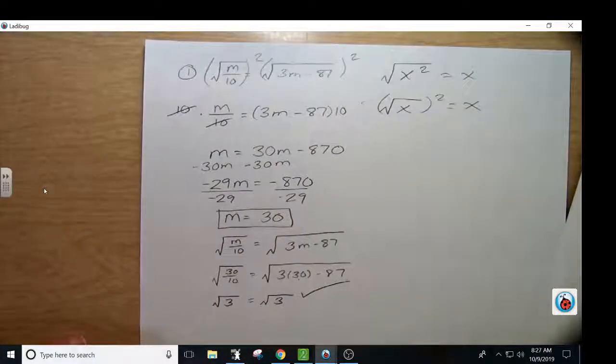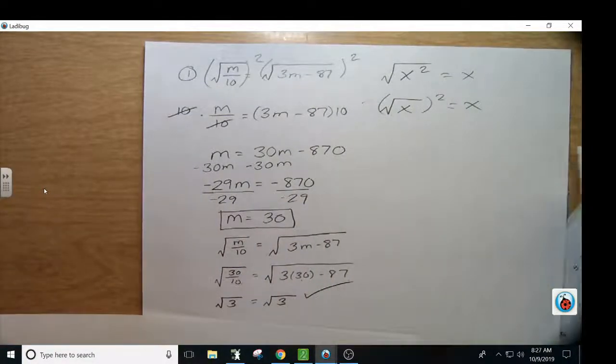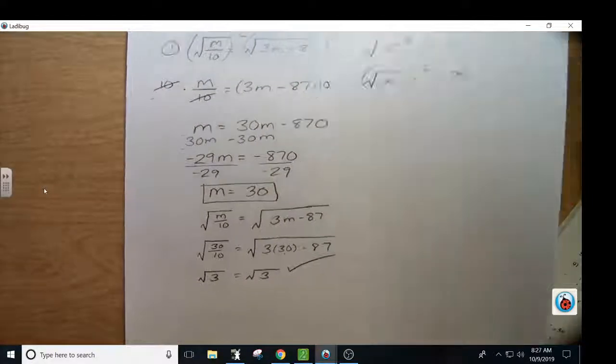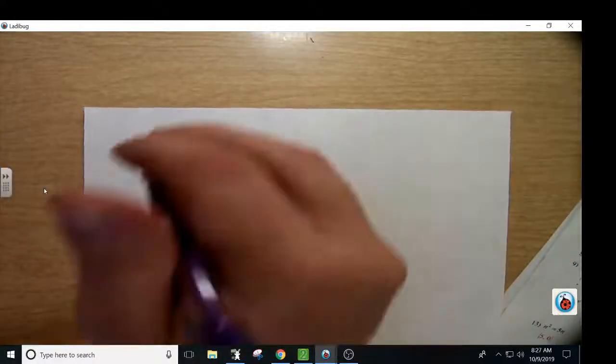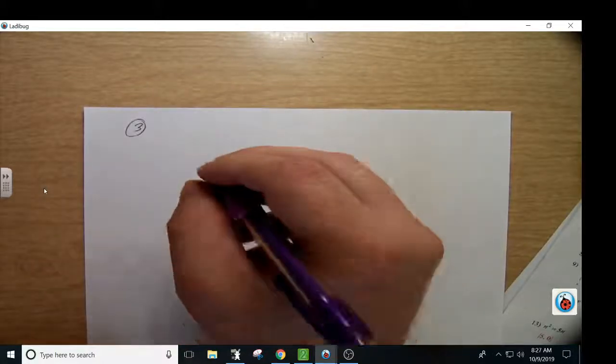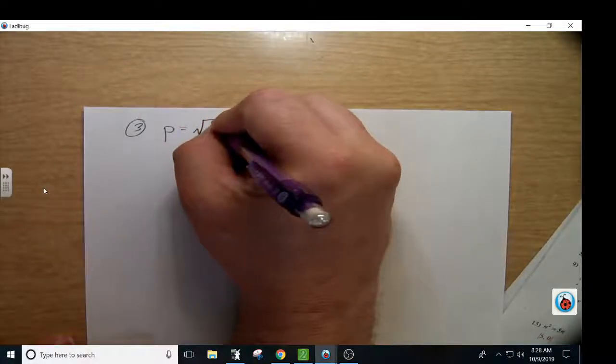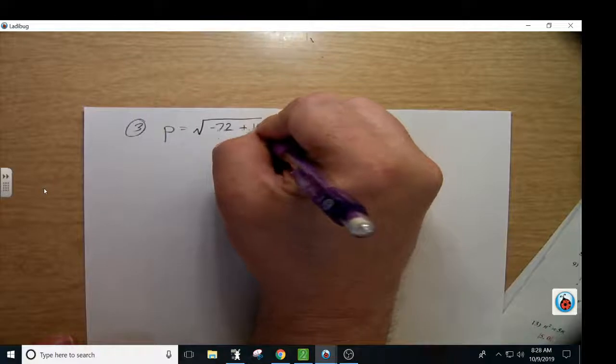All right? Now, guys, we've been doing a lot of quadratic work lately, so let me show you one that's going to be a quadratic equation. Let's look at number 3. I don't want to do it on that paper because it might run out of room. Okay, so number 3, P equals the square root of negative 72 plus 17P.